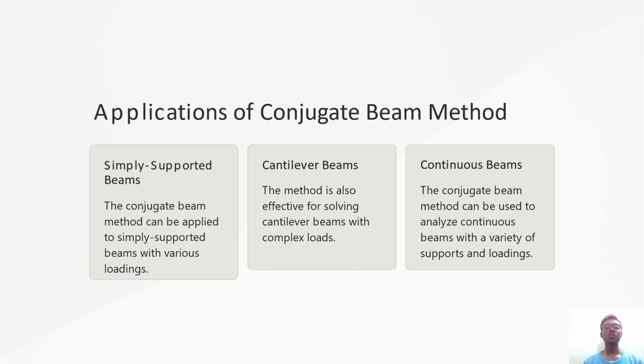Applications of the conjugate beam method. Simply supported beams. The conjugate beam method can be applied to simply supported beams with various loadings. Next, cantilever beams. The method is effective for solving cantilever beams with complex loads.